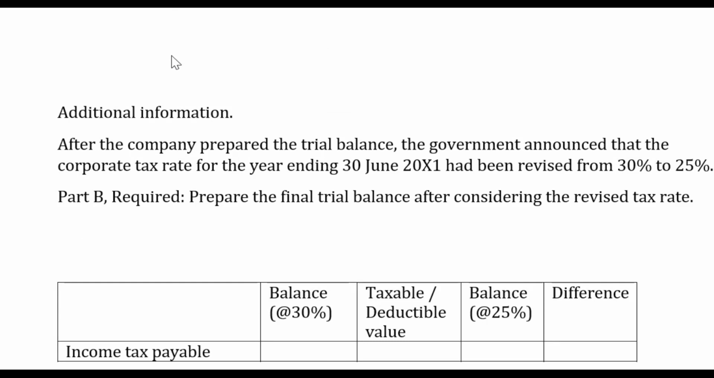Part B of this question has additional information. It says, after the company prepared the trial balance, the government announced the corporate tax rate for the year ending 30th June 20x1 had been revised from 30% to 25%. So the question asks, part B, prepare the final trial balance after considering the revised tax rate.